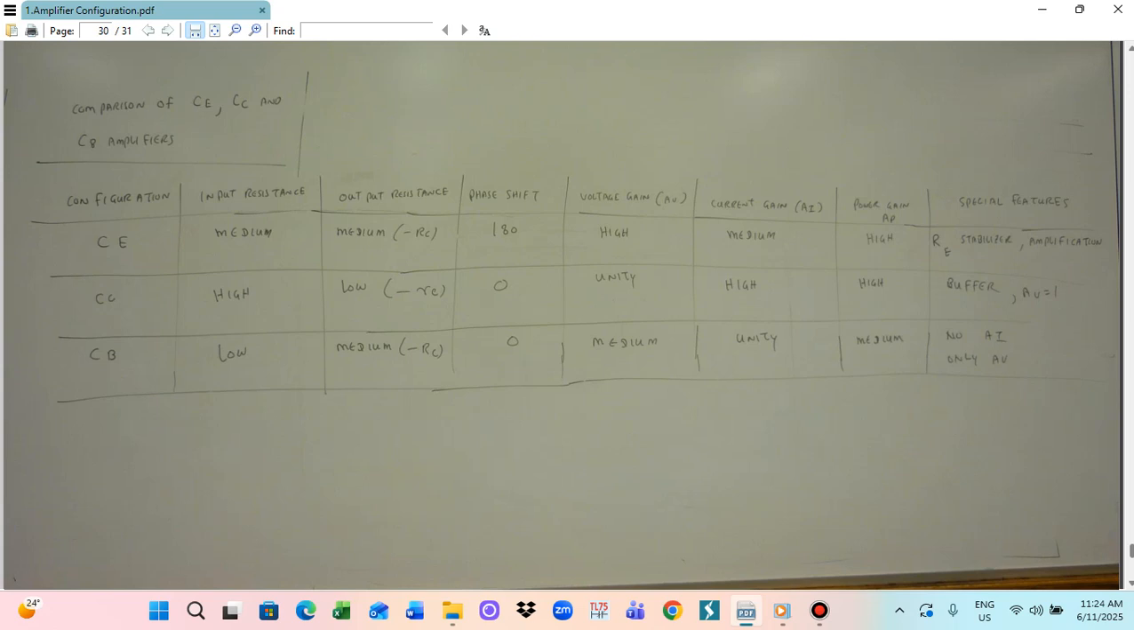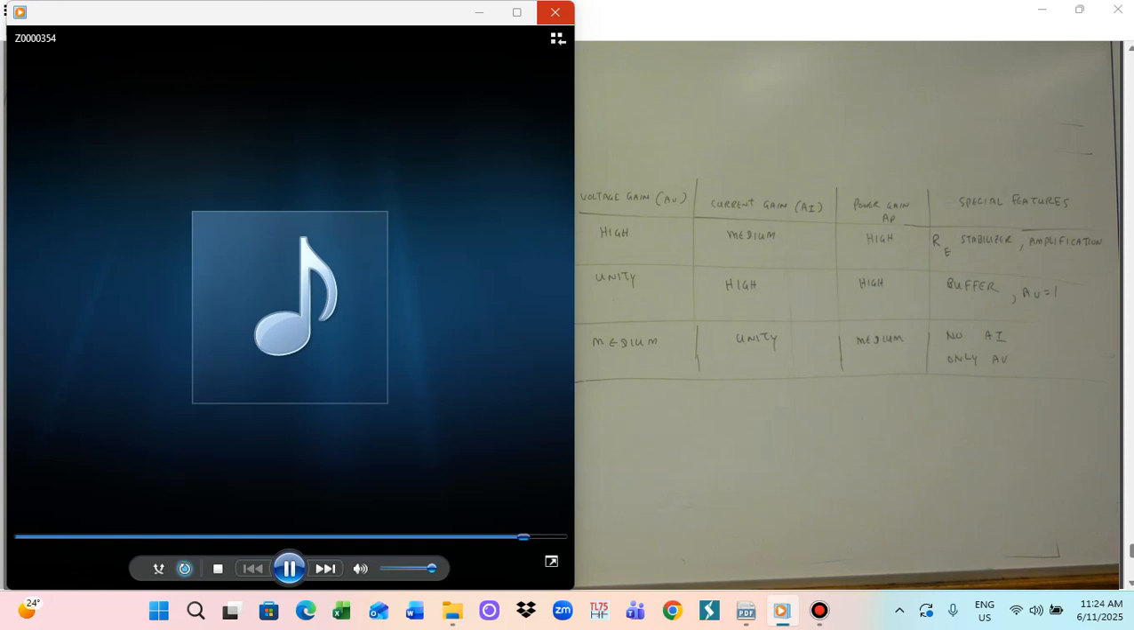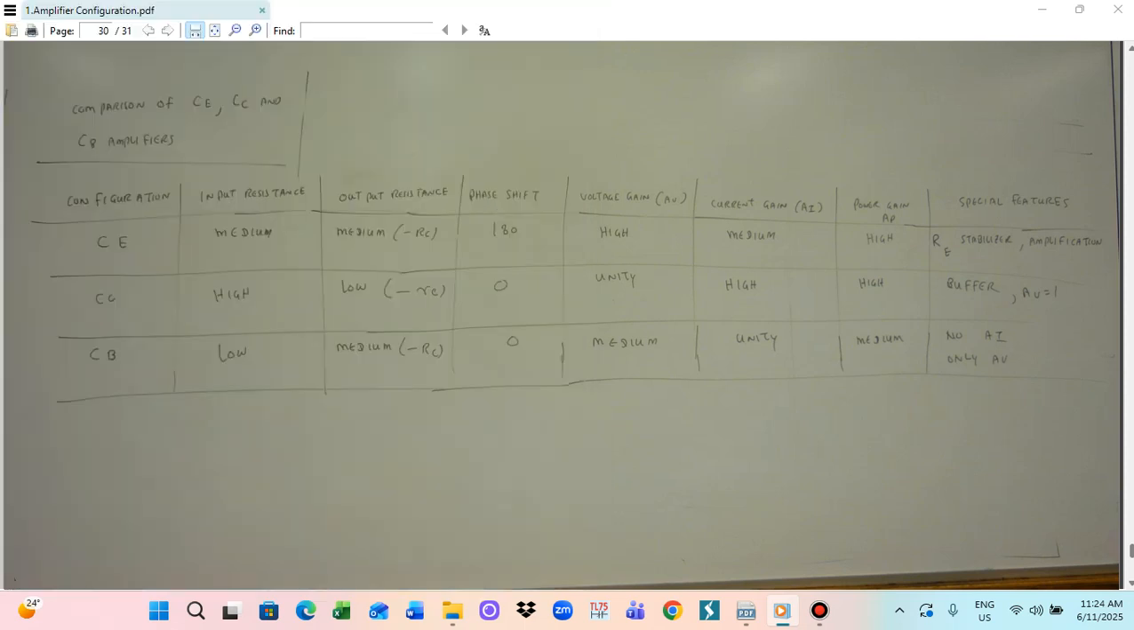Okay, so for the G12 analog portion, today I taught you the buffer. The CE amplifier gives the amplification, but the CC amplifier we utilize as a buffer, because the gain of the CC amplifier is 1. The next one we did was the common base amplifier, the CB amplifier.